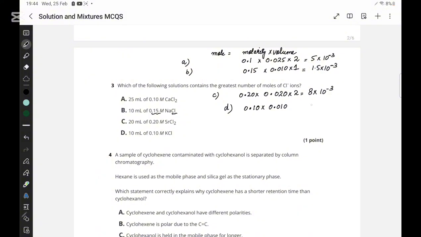Okay, and then we have to multiply with the chloride, and in KCl it's going to be 1. So the total answer for this one comes out to be 1 times 10 to the power minus 3. So the greatest number of moles is going to be this. So our option is going to be C.